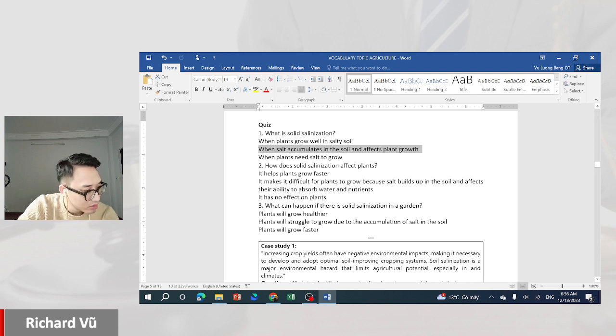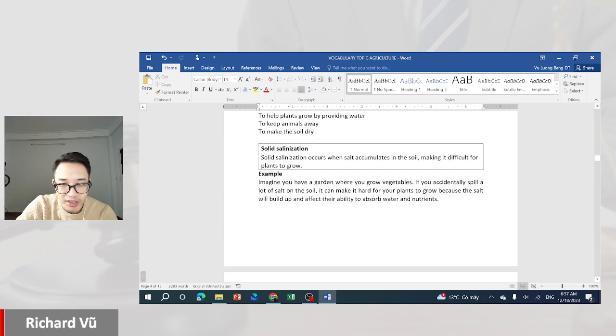Let's move on. Next question. How does soil salinization affect plants? It helps plants grow faster. It makes it difficult for plants to grow because salt builds up in the soil and affects their ability to absorb water and nutrients. And the last one, it has no effect on plants.